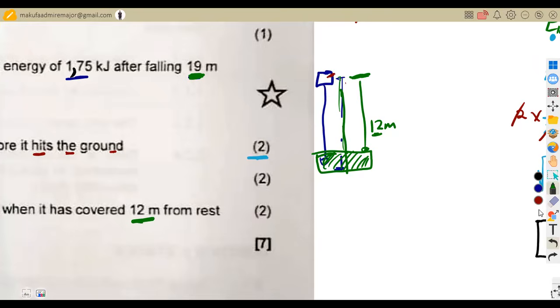So how are you going to calculate the potential energy? We are going to simply have the difference, that is the potential energy, the energy that is possessed by the body.